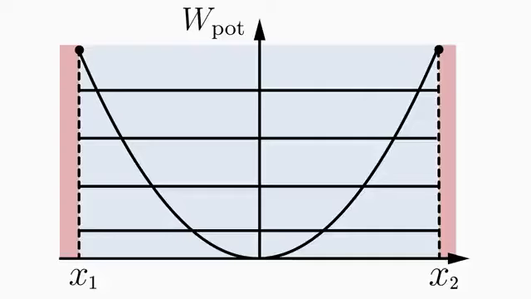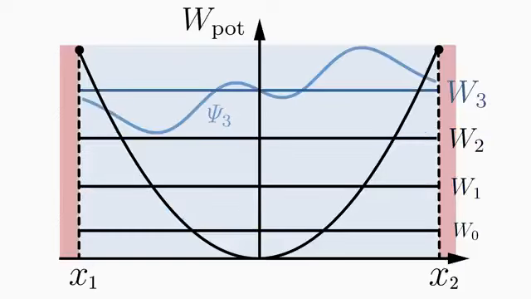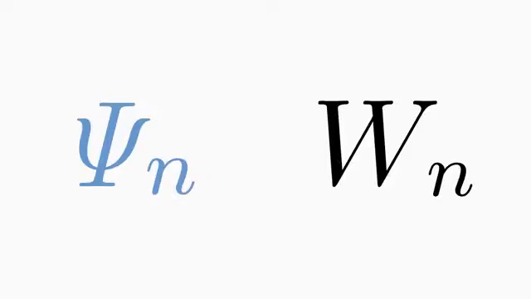If you trap a quantum mechanical particle somewhere, as in our case between x1 and x2, the total energy of this particle is always quantized. It can then accept values W0, W1, W2, W3 and so on, but no energy values in between. For each of these allowed energies, there is a corresponding wave function psi0, psi1, psi2, psi3 and so on. The different possible wave functions and the corresponding allowed energies are numbered with an integer n. n is a so-called quantum number.